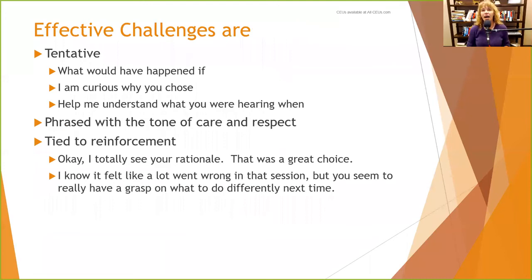Effective challenges are tentative. We weren't there. Maybe the supervisee had a very legitimate reason for doing what they did. So I don't want to start coming at them authoritatively right off, because I want to know, what was your thought process? How did you get to this point?